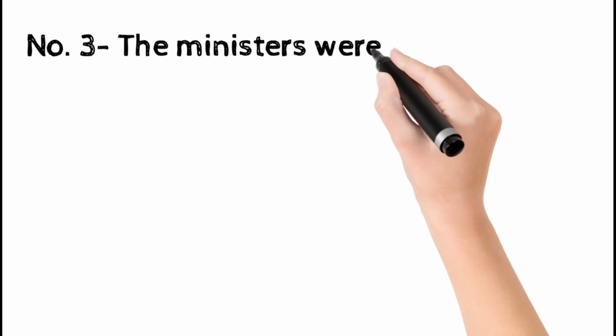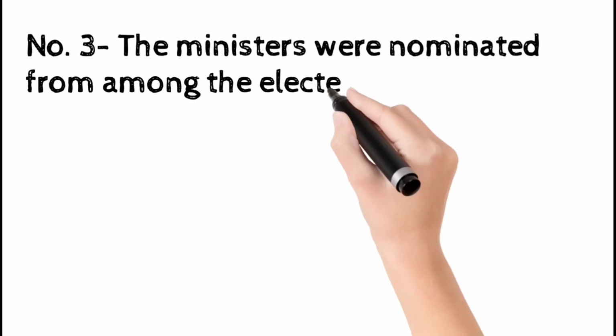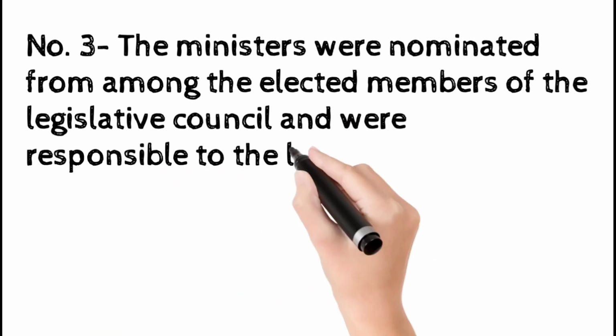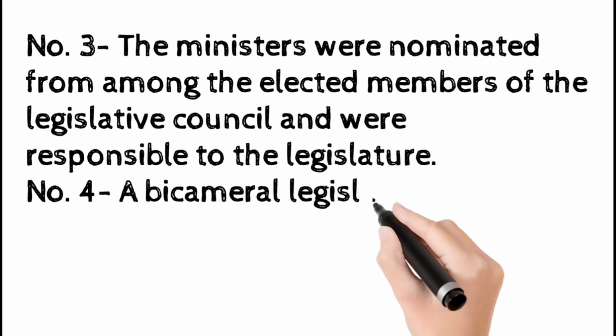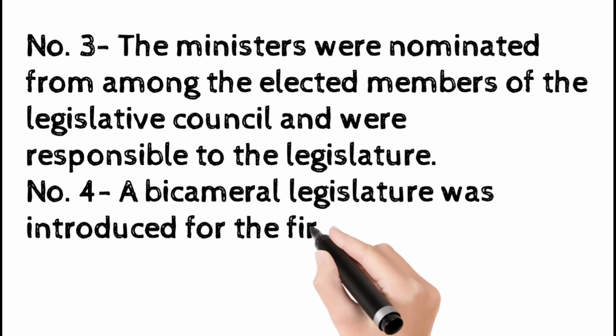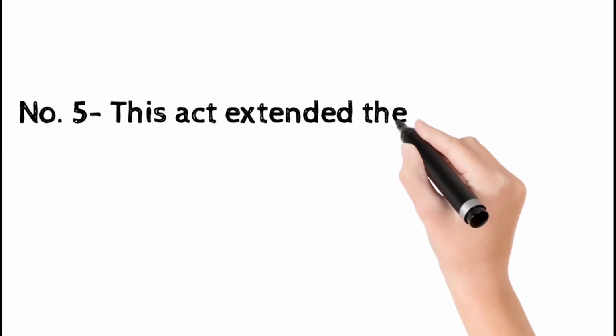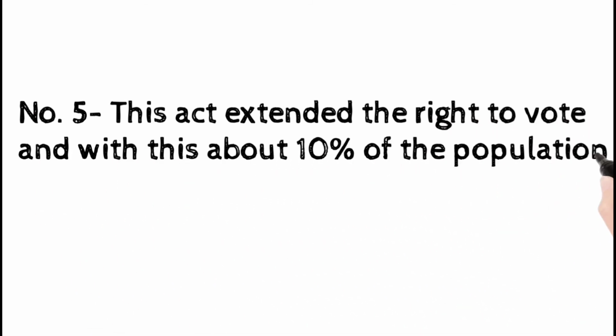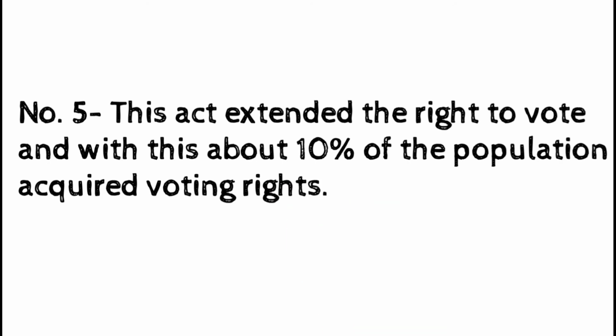Number 3. The ministers were nominated from among the elected members of the legislative council and were responsible to the legislature. Number 4. A bicameral legislature was introduced for the first time at the centre. Number 5. This act extended the right to vote, and with this about 10% of the population acquired voting rights.